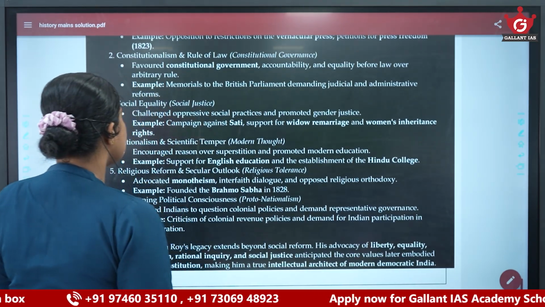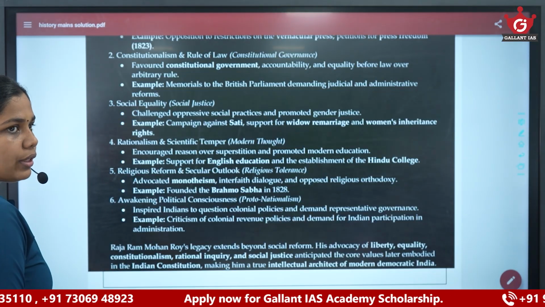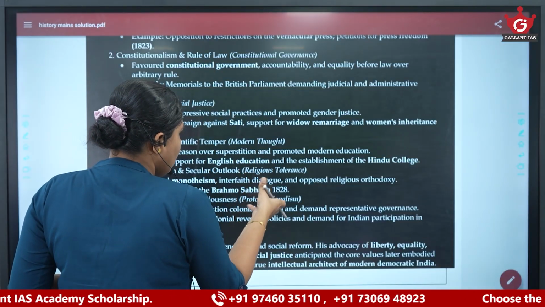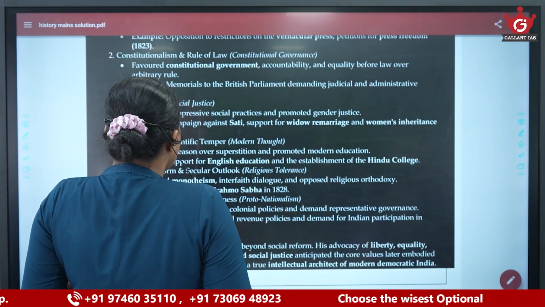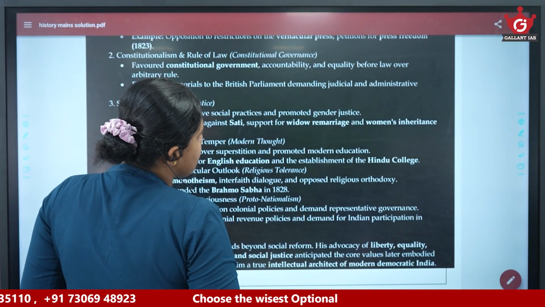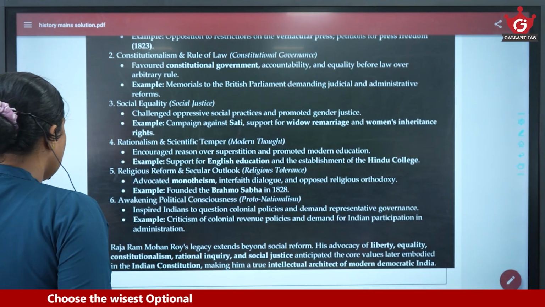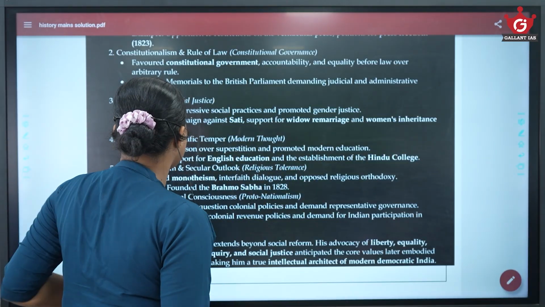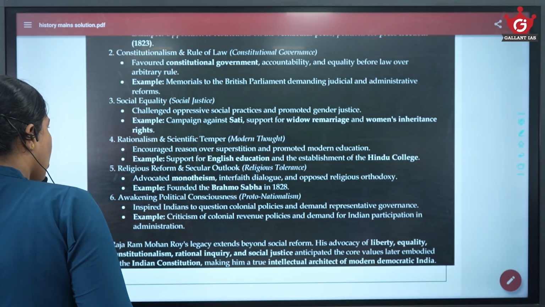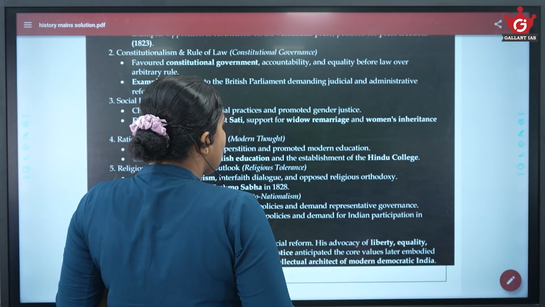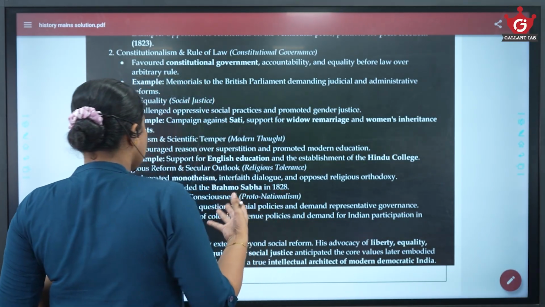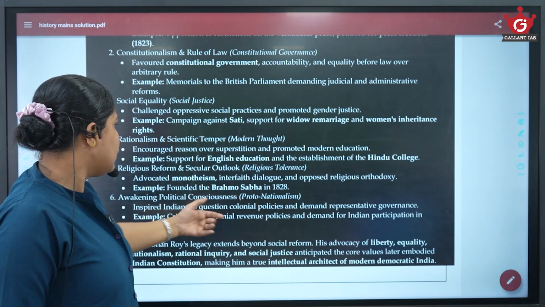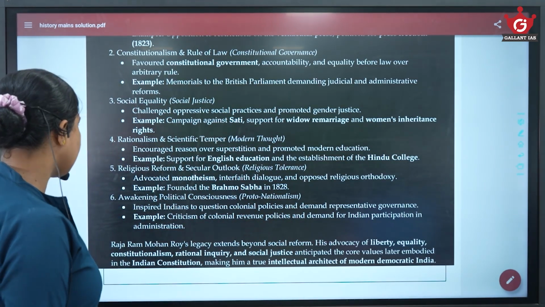Next is rationalism and scientific temper, that is, modern thought, whatever he advocated. He encouraged reason over superstition and promoted modern education. For example, support for English education and establishment of the Hindu College. Next is religious reforms and secular outlook, that is, religious tolerance. So he advocated monotheism, interfaith dialogue, opposed religious orthodoxy. Example, founded the Brahma Sabha in 1828. See, if you don't write the years, that is not a problem. Try to write this, founded the Brahmo Samaj.